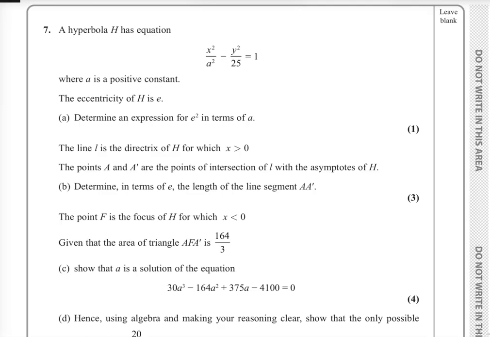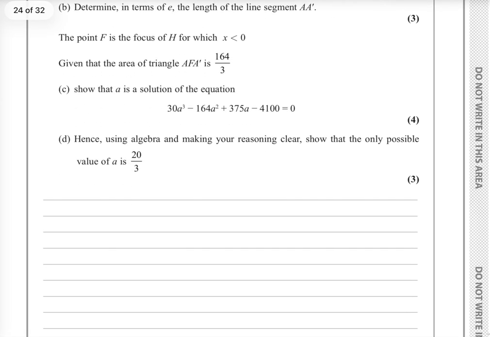Here we have a hyperbola with this equation here, where b is equal to 5 and a is a positive constant. The eccentricity of H is e. Determine an expression for e squared in terms of a.